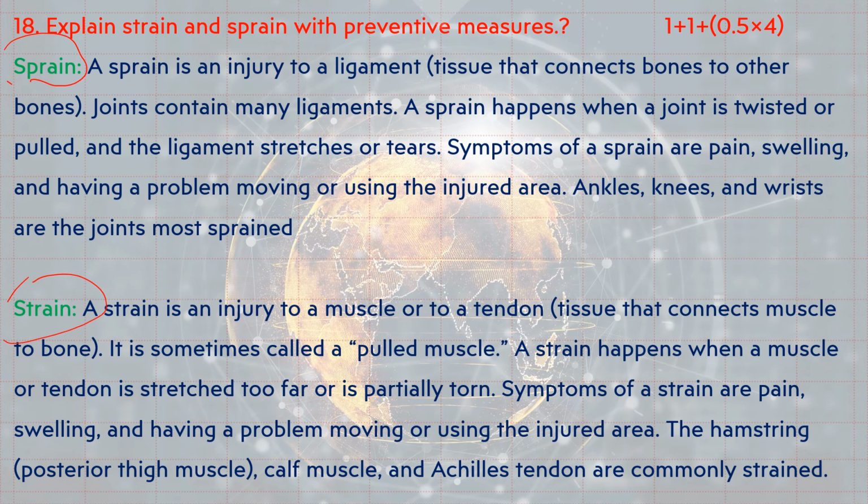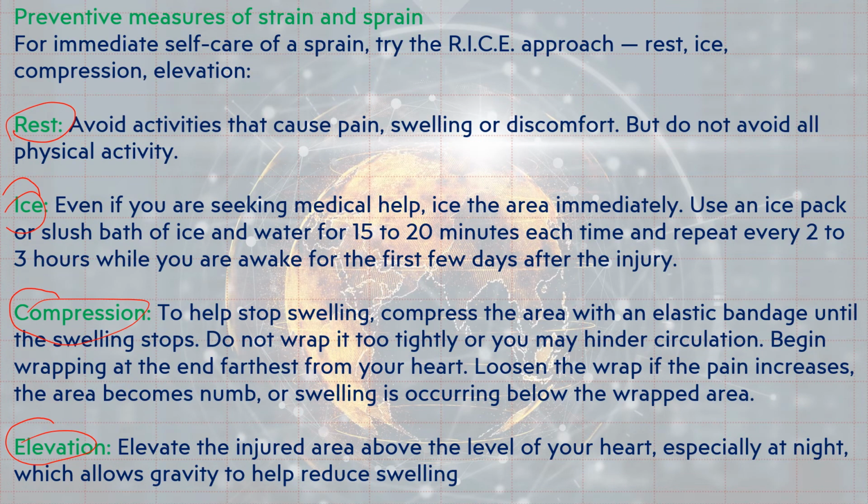Question 18. Explain strain and sprain and their prevention. What are strain and sprain? These are muscle injuries. You can see that. What are the prevention steps? These are the preventing steps. What is that? Rest, ice, compression, and elevation. So these are the preventing measures.